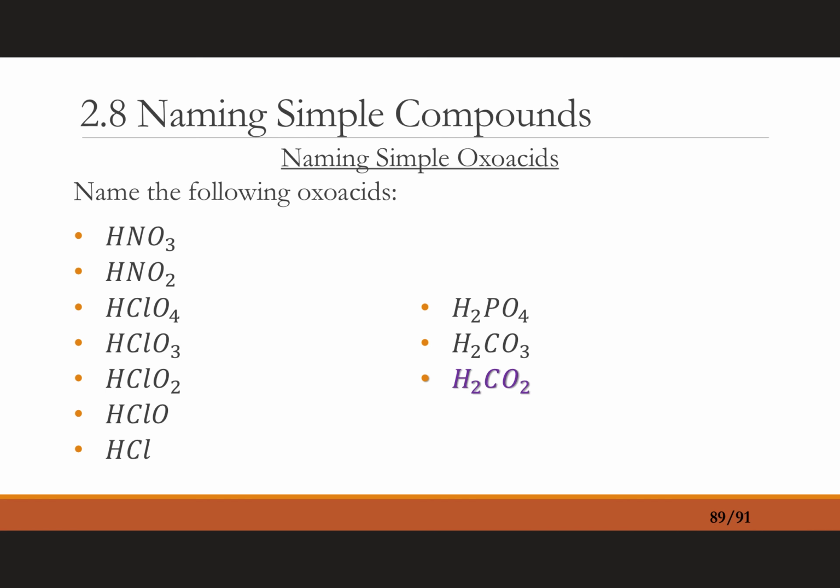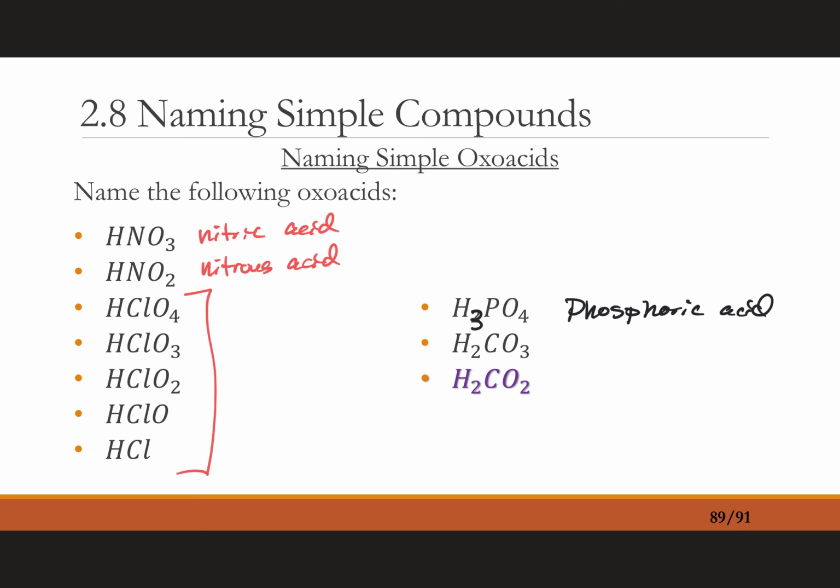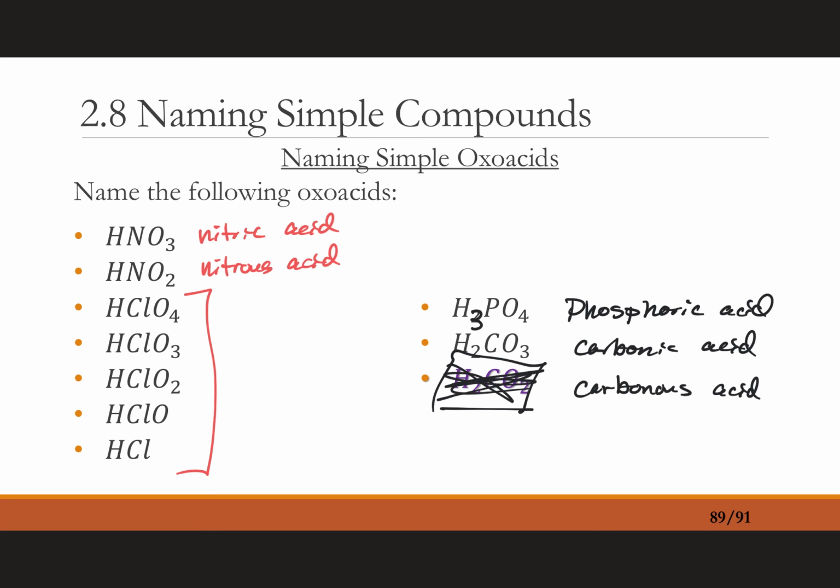So name the following oxo acids. All these were on the previous page, I believe. We have nitric acid and nitrous acid. I already did all of those. I see that there's a typo here, so I apologize for that. It should be H3PO4 to be phosphoric acid, and then carbonic acid, and then I have H2CO2, which would be carbonous acid because it comes from the carbonite ion, although it doesn't actually exist. That, again, was just a joke. Carbonous acid does not exist.